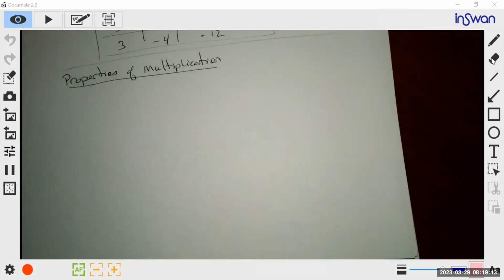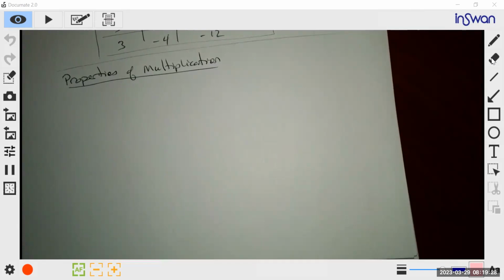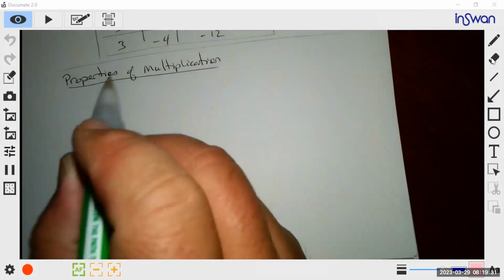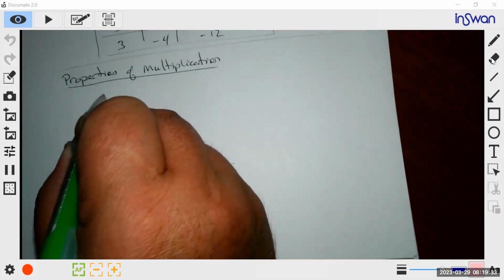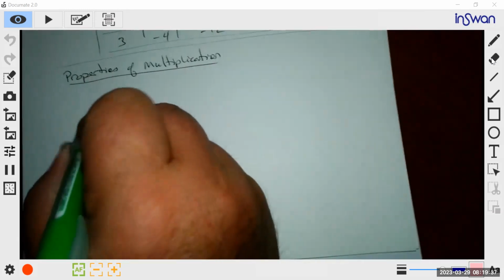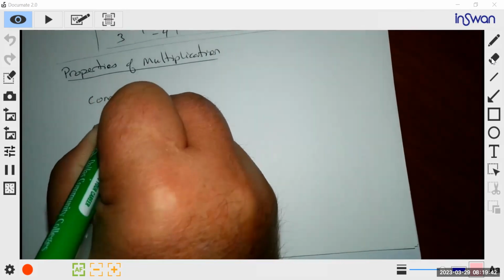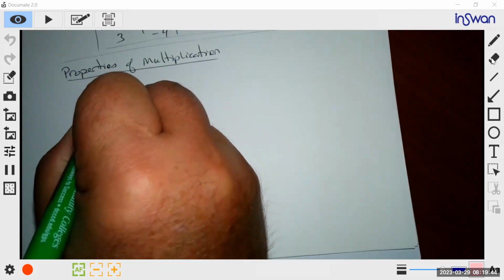All right, so here are the properties. We only had properties for addition, and now we have them for multiplication. We don't have them for subtraction or division yet. Those are separate rules. So the first property is closure. Let's just talk about closure first.